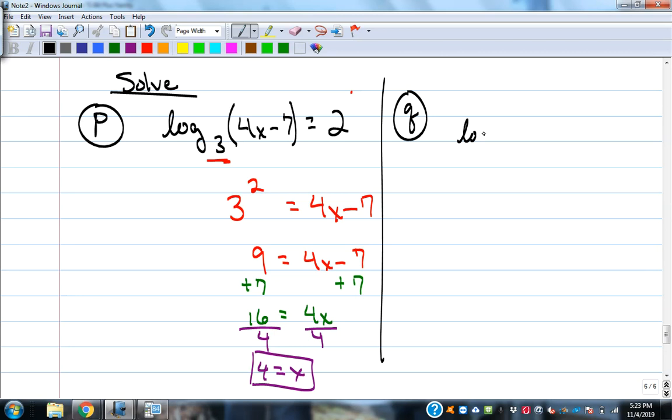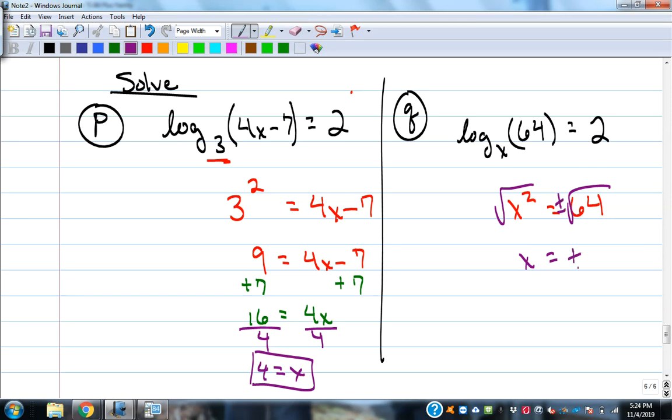So we had log base x of 64 is equal to 2. This one's a little more straightforward, maybe. Well, x squared is equal to 64. And then how do you solve that? Yeah, take the square root of both sides. And if I take a square root, what do I have to put in front of that? Plus or minus. And it's got to be there. So I have two answers. I've got x equals positive 8, x equals negative 8.